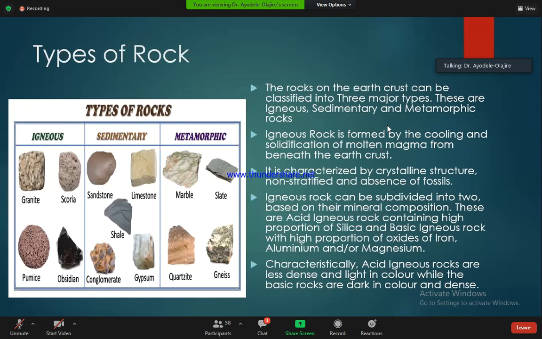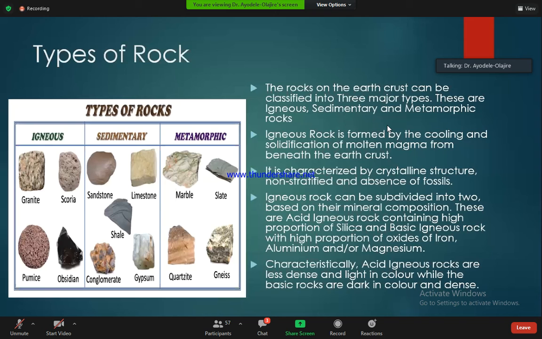Acid igneous rocks contain a large proportion of silica. If you remember, I mentioned silica earlier when we were talking about elements that are found in the crust. While basic igneous rocks have a high proportion of the oxides of iron, aluminum, and/or magnesium. So by composition, you can have two different types of igneous rocks, the acid ones and the basic igneous rocks.